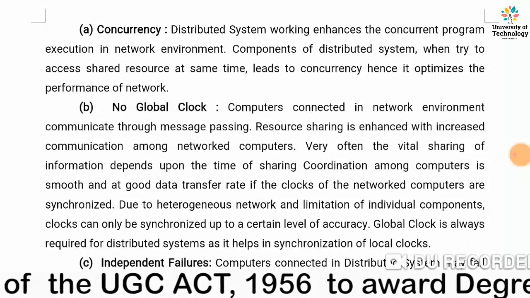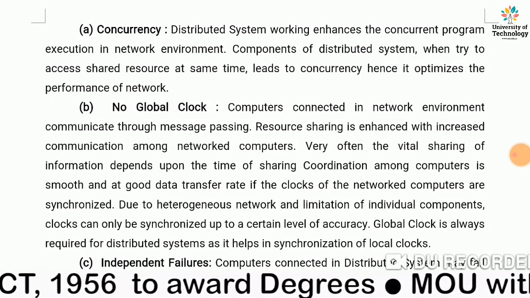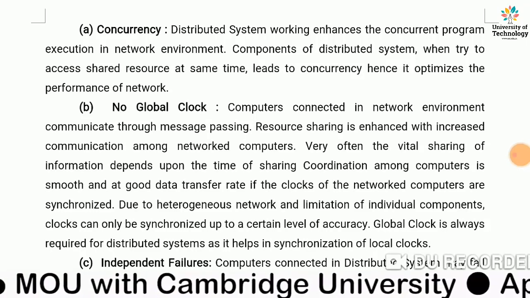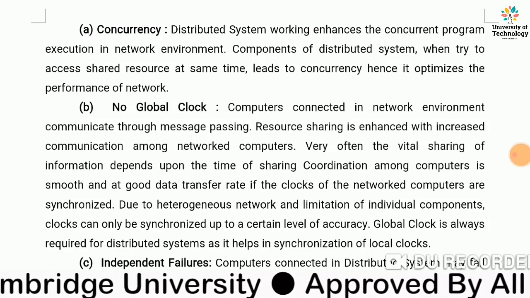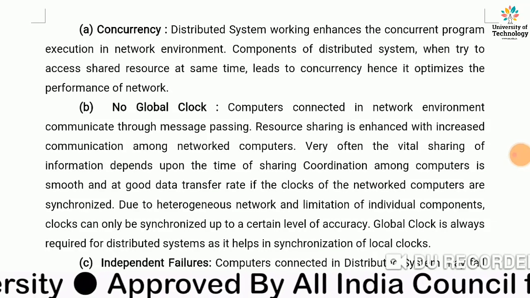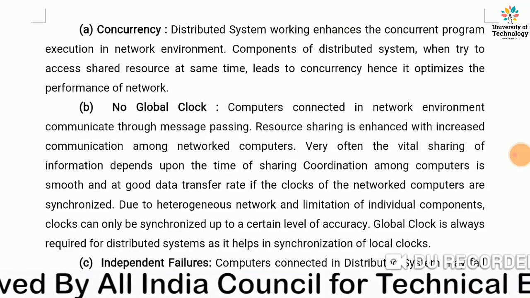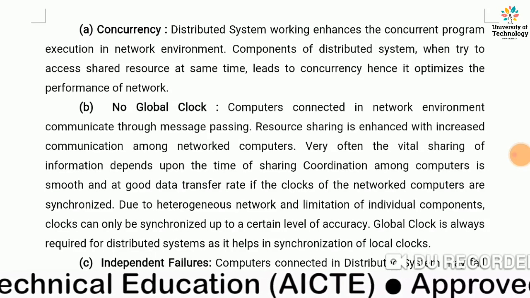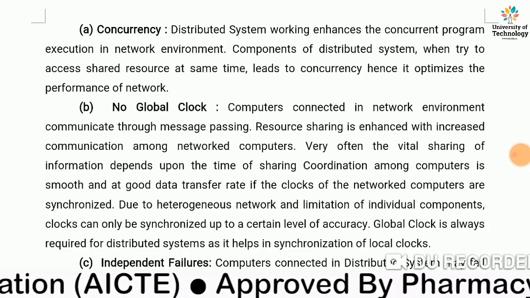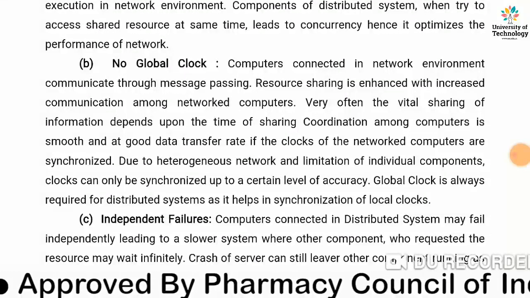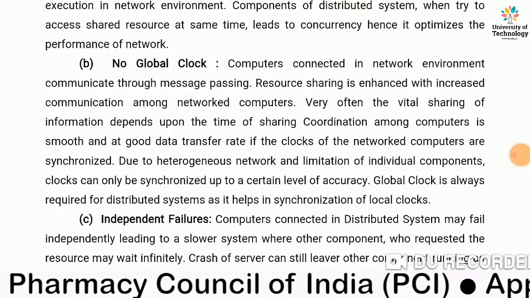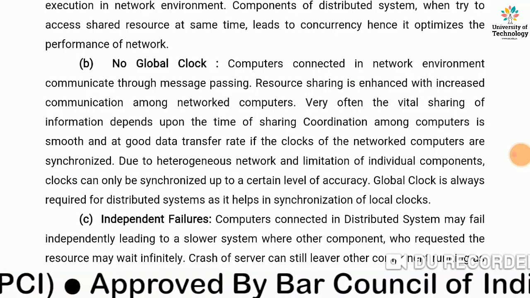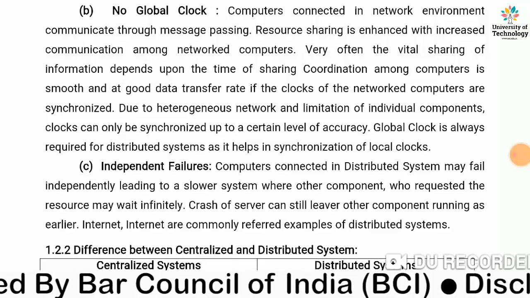Next, no global clock. Computers connected in a network environment communicate through message passing. Resource sharing is enhanced with increased communication among networked computers. Very often the vital sharing of information depends upon the time of sharing. Coordination among computers is smooth and at a good data transfer rate if the clocks of the networked computers are synchronized. Due to heterogeneous networks and limitations of individual components, clocks can only be synchronized up to a certain level of accuracy. A global clock is always required for a distributed system, as it helps in synchronization of local clocks.